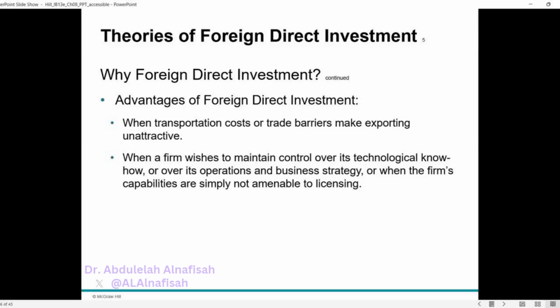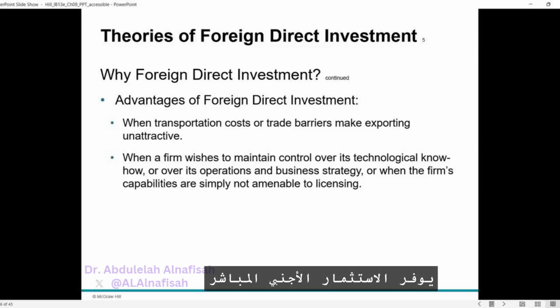Foreign direct investment, FDI, offers key advantages for firms compared to exporting or licensing. Companies may prefer FDI when high transportation costs or trade barriers make exporting unfeasible. Additionally, FDI is favored over licensing or franchising when firms wish to retain control over their technological expertise, operations, or business strategies, or when their unique capabilities do not lend themselves easily to being licensed to others.